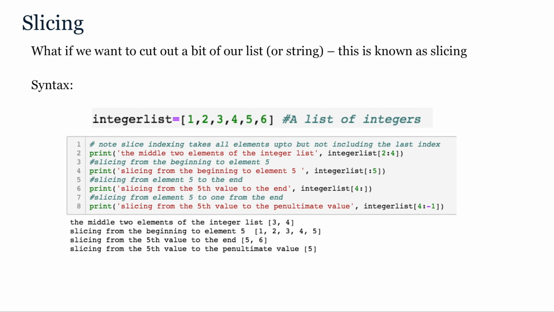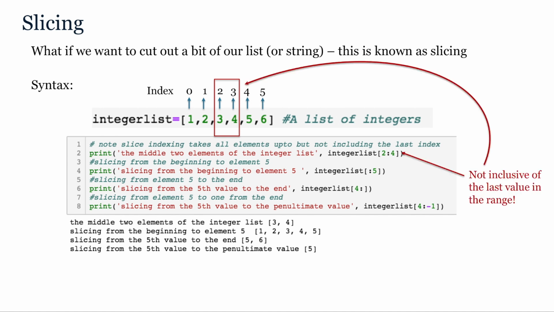the last index. So taking as an example a slice from the integer list in the range from 2 to 4, and reminding ourselves that indexing starts from 0, what this means is that we're going to take the subset of values corresponding to the second and third index, that's the values 3 and 4, not the fourth index, as the slice is not inclusive of the last value in the range.